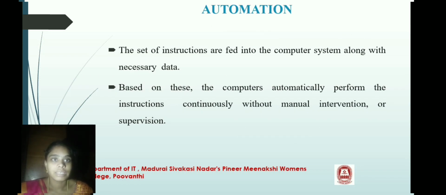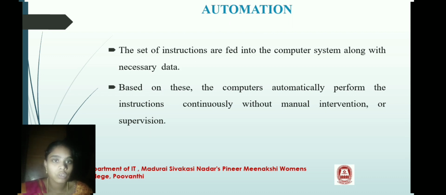Automation: a set of instructions is fed into the computer system along with the necessary data. Based on these, the computer automatically performs the instructions continuously without manual intervention or supervision. Actually, automation is a process of inputting the data, and after that there is a flow control. There is a flow for that output.